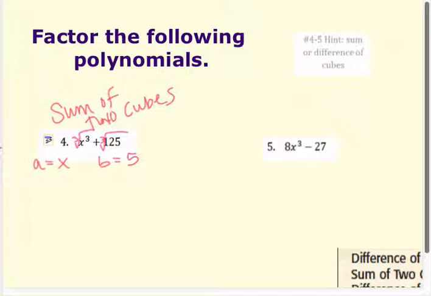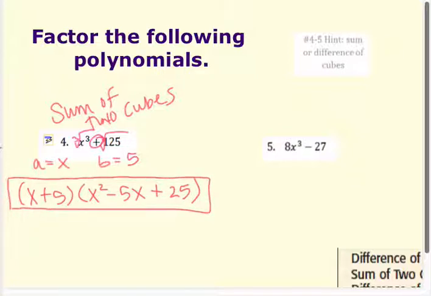So then to write it out, remember, it's going to be x plus 5, my a plus my b, since it was a plus. Then it's going to be my a squared, so x squared, minus, now I multiply the two, 5x, and then plus my b term squared, so 5 squared, which is 25. And there it is, factored all the way.